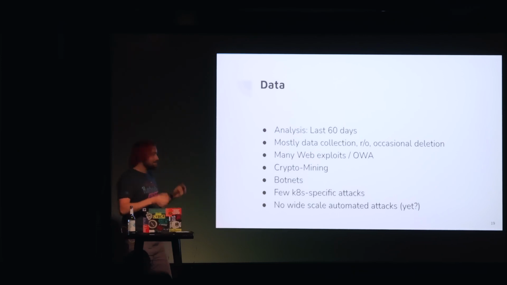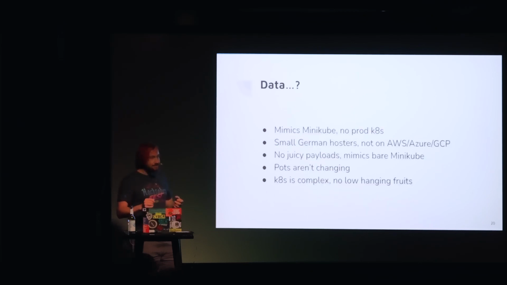This is something that we've seen for years and years, especially on SSH, for example. We've seen a lot of active exploitation or active distribution of crypto mining and botnets. So this is nothing new. I guess this is something that most people here know already. So the question is, why did I see so few attacks that are specifically tailored towards Kubernetes? I actually had a talk with a lot of people already at the conference, and these are some ideas that we came up with.